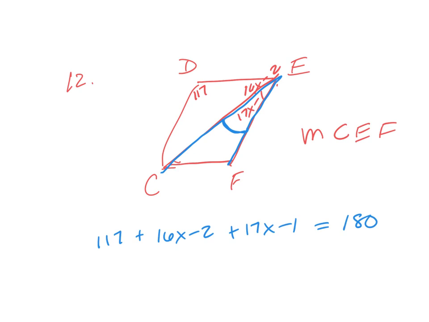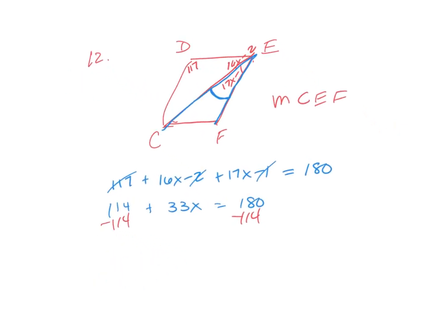And we've got 114, because 117 minus 2 minus 1 is 114, plus 33x equals 180. And we subtract 114 from both sides. And we get that 33x equals 66, so x equals 2, right? And they want this angle here, so I plug it into 17x minus 1. 17 times 2 minus 1 equals 33 degrees.